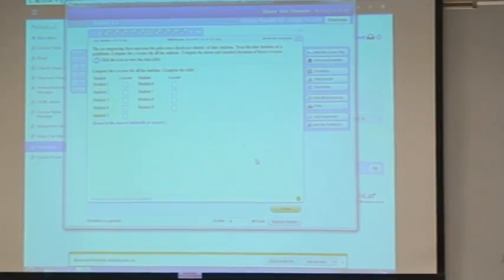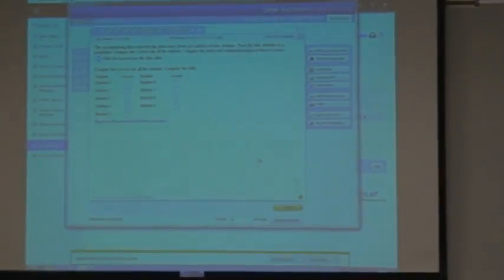Yeah, and I'm glad you brought this up, actually. This is really good review. We'll use Z-scores through the whole semester.